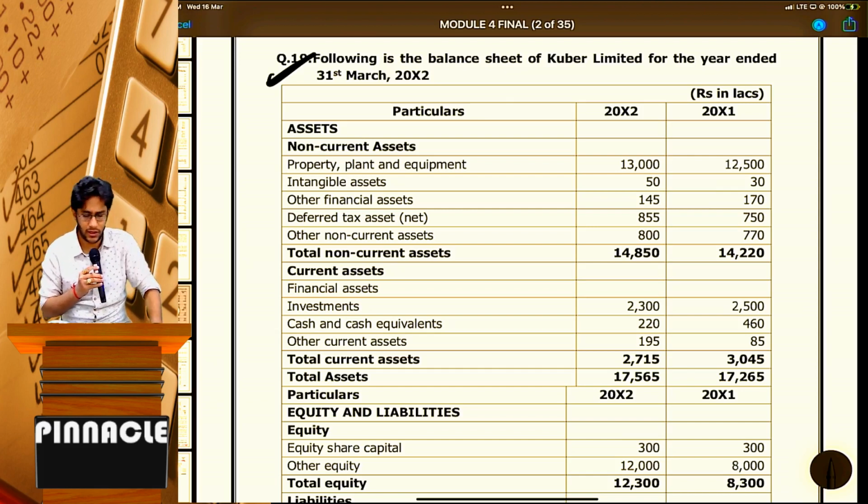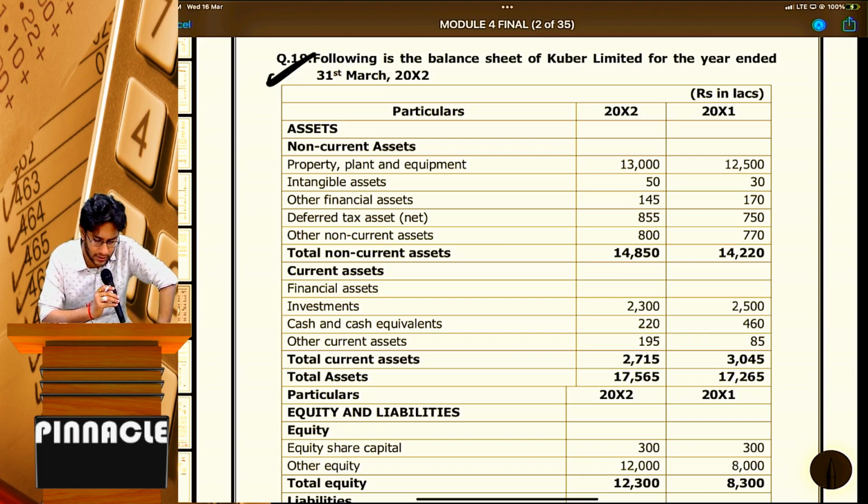PPE, observe each line item, sir, and observe the changes. PPE last year 12,500, current year it became 13,000. So there is an increase. Definitely there is a purchase. But you cannot say 500 rupees is the purchase because there can be some sale also, and there will be depreciation also. So you definitely have to go and prepare a PPE account.